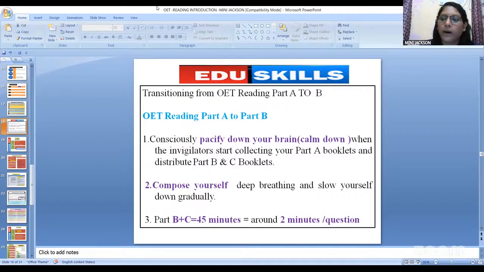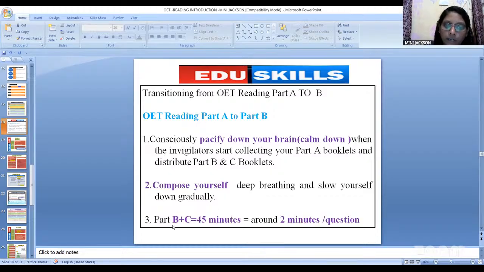Part A has been collected and we cannot do anything about it. Don't think that you forgot to write something. Everything has gone, everything is completed and the paper is collected. So just calm down your brain and come to B and C focused. Consciously pacify your brain. When the invigilator starts collecting the part A booklet and distributes the part B and C booklet, compose yourself, breathe deeply and slow yourself down gradually.